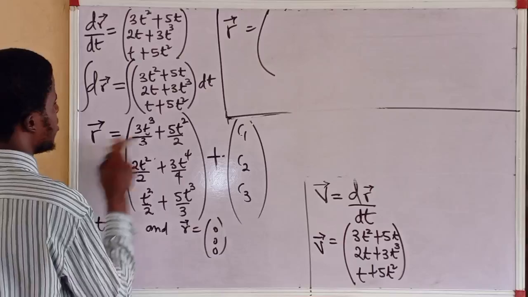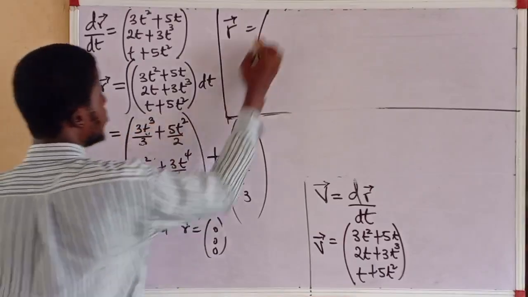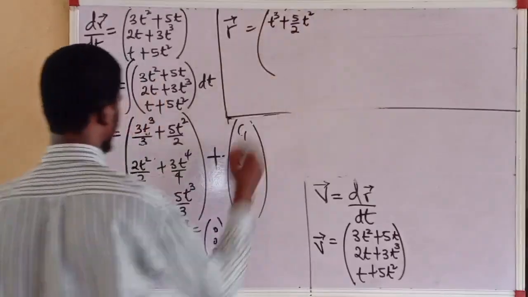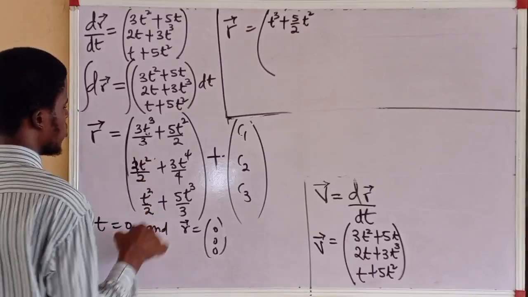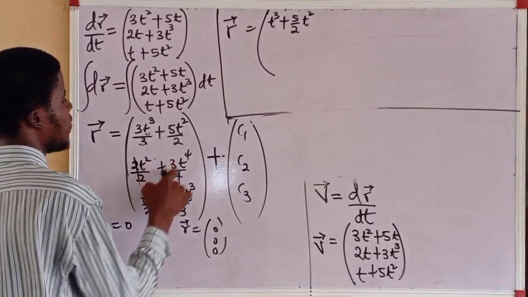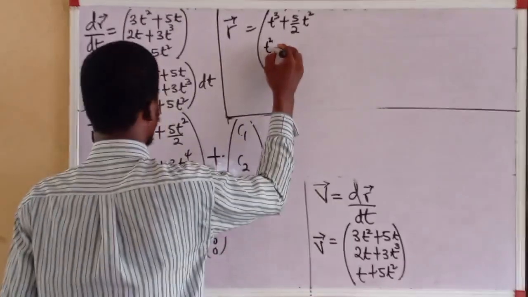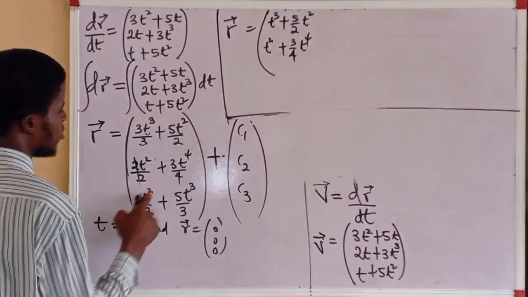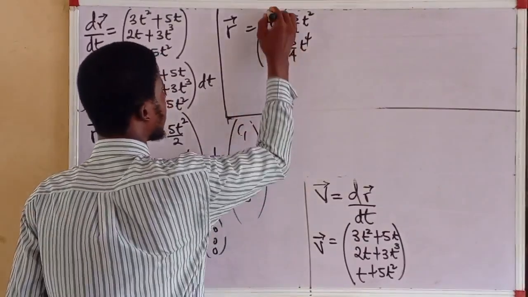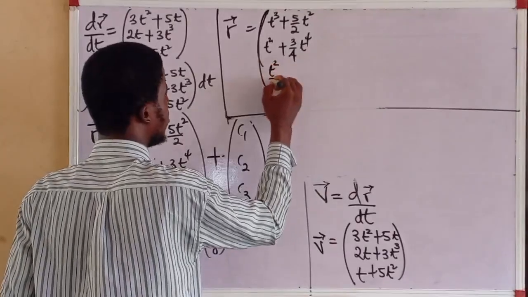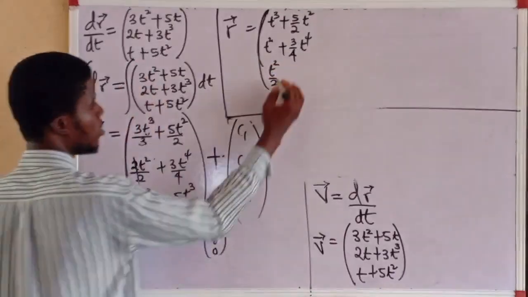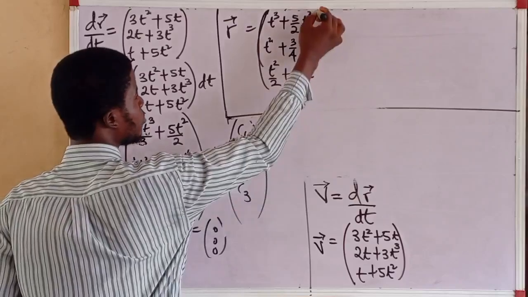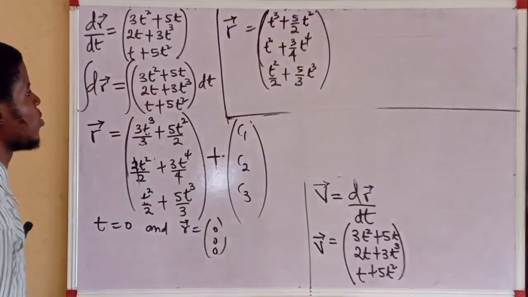The position vector is, since everything here is 0, we just write this down. This is t cubed plus 5 over 2 t squared. The 3 will cancel out, t squared plus 3 over 4 t to the power 4. And this is t squared over 2 plus 5 upon 3 t cubed. This is the position of the particle at any time t.